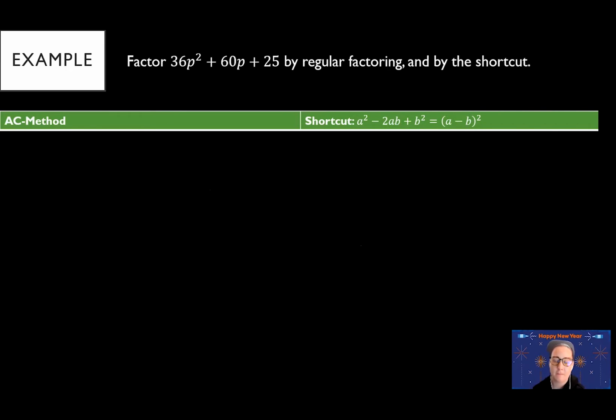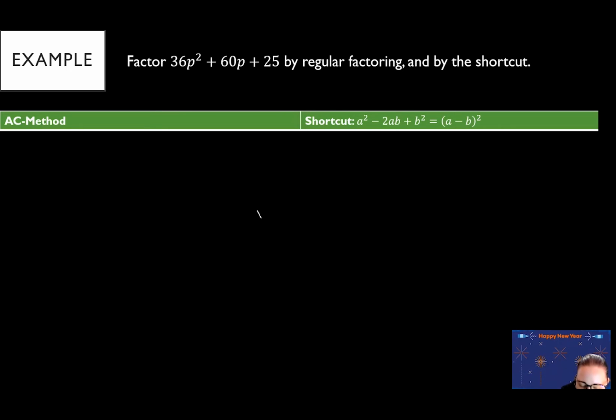56, 60, 12, they're all no. So we've got 36p squared plus 60p plus 25, and big numbers. And so first I'm going to walk you through the AC method to show you how that method works on this problem. And then we'll do it with the shortcut.